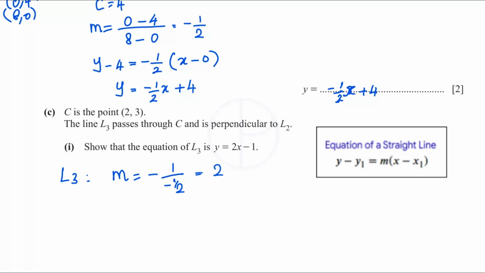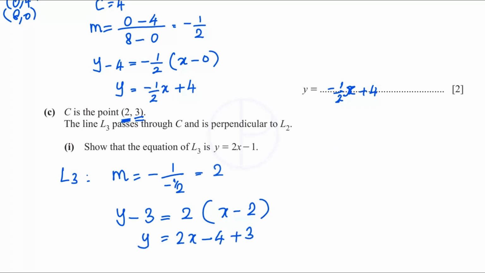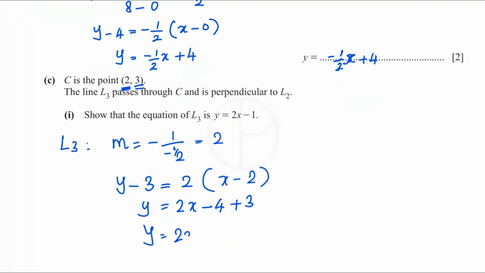So the equation of L3 is y minus y1, which is 3, equals the gradient multiplied by x minus the x value, which is 2. So 2x minus 4 plus 3. So y is equal to 2x minus 4. When the negative 3 comes to the right hand side, it will become positive 3. Y is equal to 2x minus 1. So we proved the equation of the line L3 is y is equal to 2x minus 1.